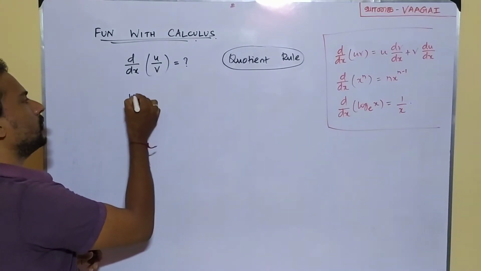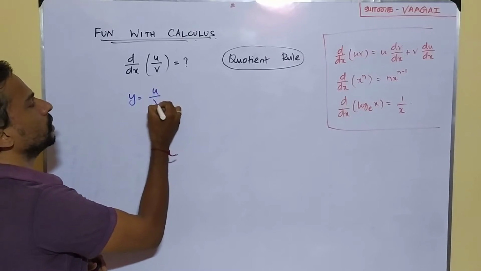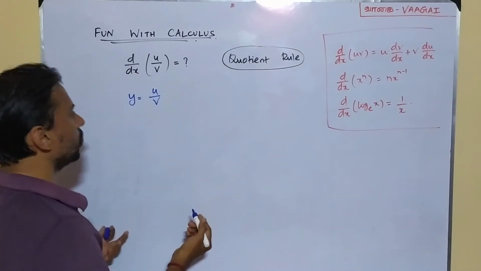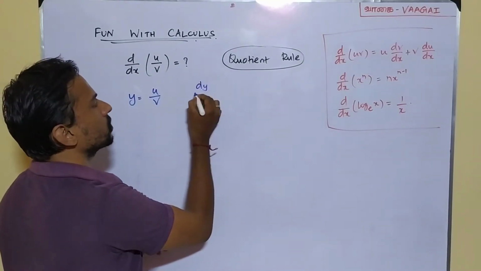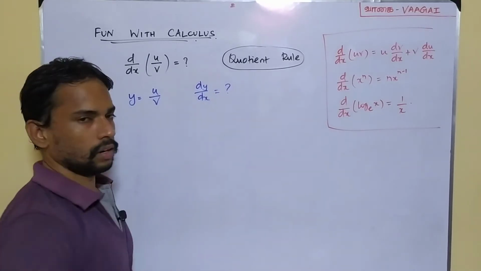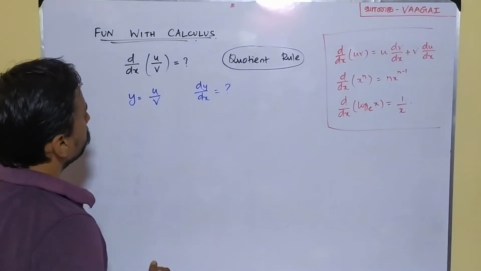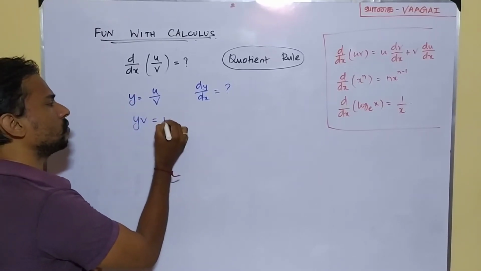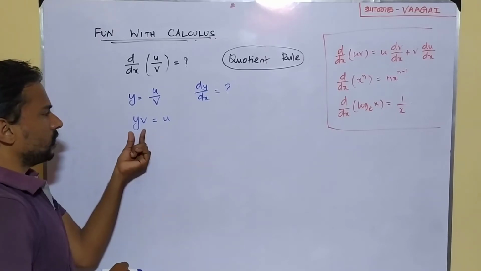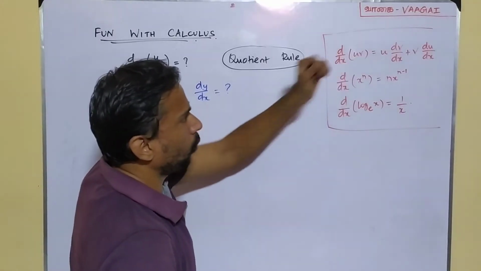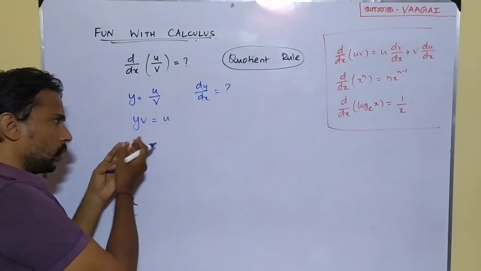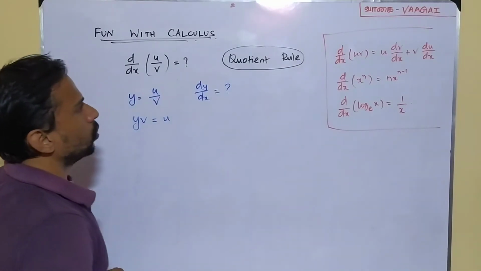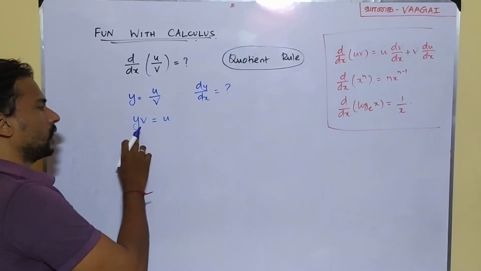So let's have it. Let me consider the function y is equal to u by v. My objective is to find dy by dx. Fine, let us start. I'm going to take this v to the other side, so that I'll have y times v is equal to u. Now if I see my left hand side, I've got a product. So definitely now if I want to differentiate my left hand side, I must be using this product rule only.